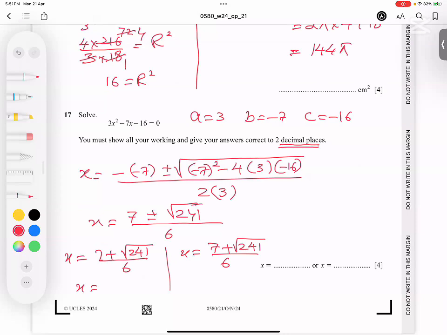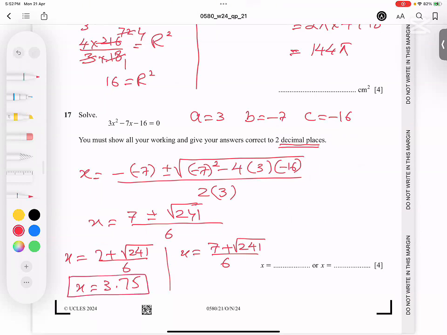So 7 plus root 241, divided by 6. My first answer turns out to be 3.754. He is asking for 2dp. We don't need this last digit, so 3.75. And this is our required answer.